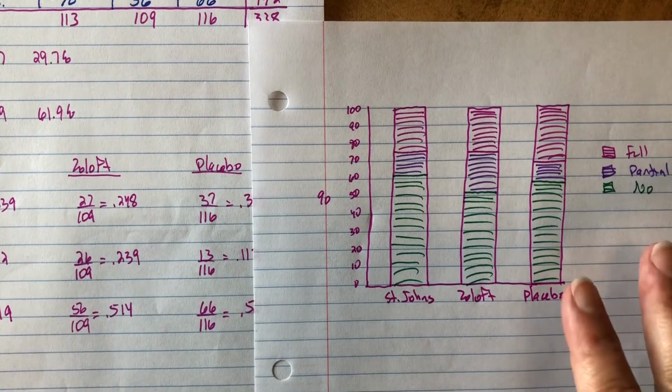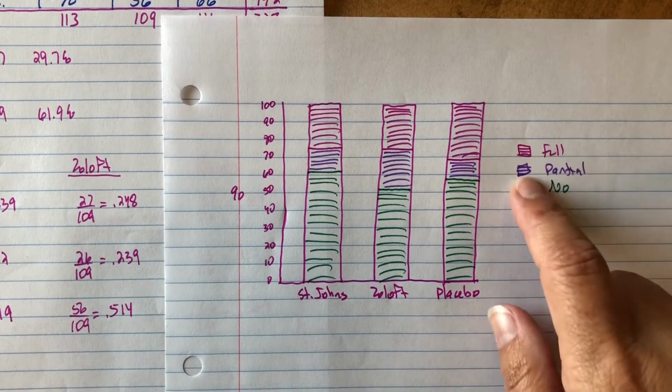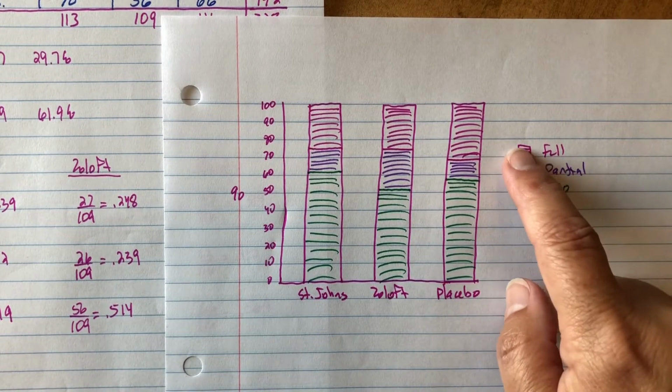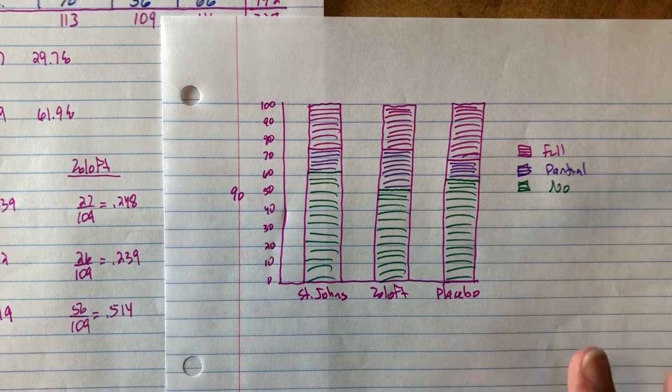If you don't have colored pencils for the test or whatever, you can do different types of filling in. Like I did all horizontal lines. You could have done vertical lines, put stars or something like that. So have fun with that.